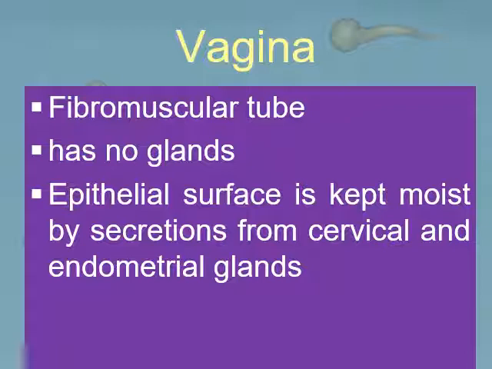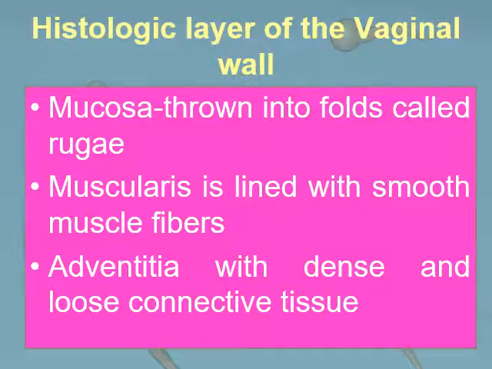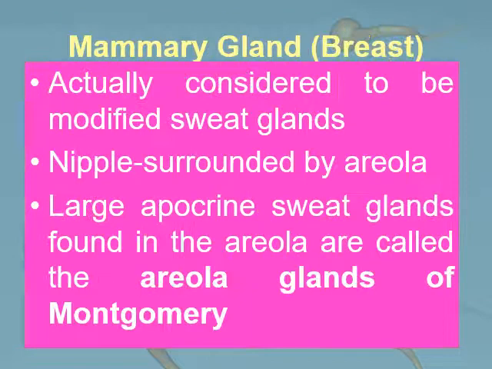So the vagina naman is the fibromuscular tube. So the epithelial surface is kept moist by secretions from cervical and endometrial glands. So what are the layers of the vaginal wall? We have mucosa, muscularis, and adventitia. So sa mucosa niya, meron dong mga skin folds or thin skin folds called rugae.